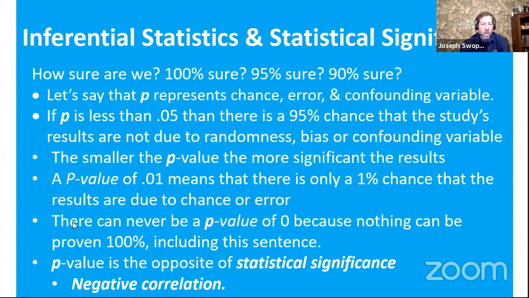A p-value is the opposite of statistical significance. That's the takeaway here. P-value is the opposite of statistical significance. As p-value goes down, significance goes up, which brings us back to a negative correlation. Okay.